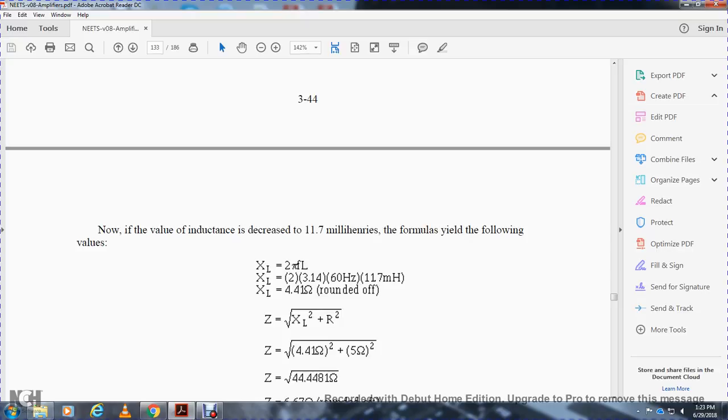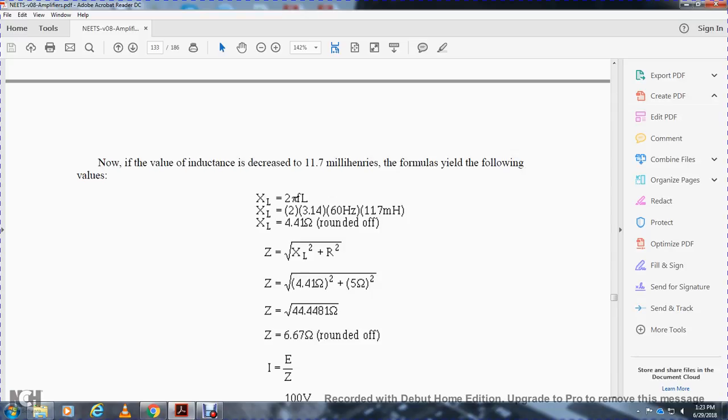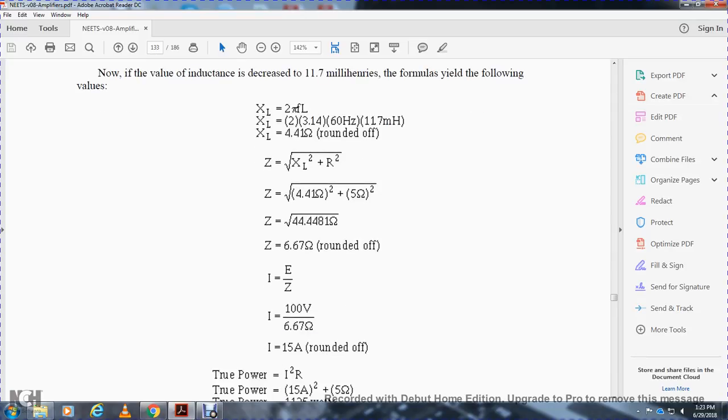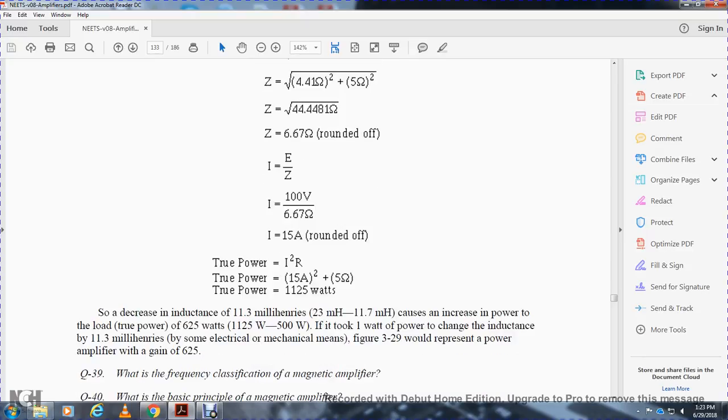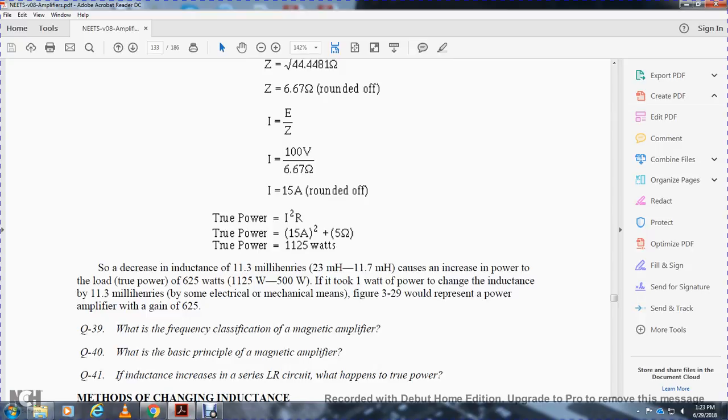Now the value of inductance is decreased to 11.7 millihenries. The formulas yield the following values: inductive reactance is 2 pi times the frequency of 60 hertz times the inductance of 11.7 millihenries, or 4.41 ohms rounded off. Impedance is equal to the square root of 4.41 ohms squared plus 5 ohms squared, equal to the square root of 44.4481, or 6.67 ohms rounded off. Therefore, 100 volts over 6.67 ohms is equal to 15 amps rounded off. True power is 15 amps squared times 5 ohms, or 1125 watts. So the inductance was decreased from 23 millihenries to 11.7 millihenries.